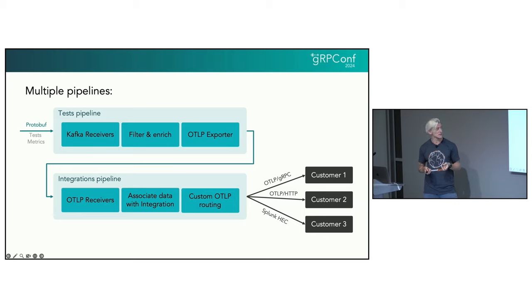And the next pipeline is the so-called integrations pipeline. That pipeline receives test metrics using OTLP gRPC receivers. It then finds the associated integration to determine what was configured by a user, including such data like protocol and endpoint where it should send the data. And at the end of the integrations pipeline, a custom OTLP routing component creates an exporter and sends data to the customer using OTLP gRPC, OTLP HTTP, or Splunk HEC format.